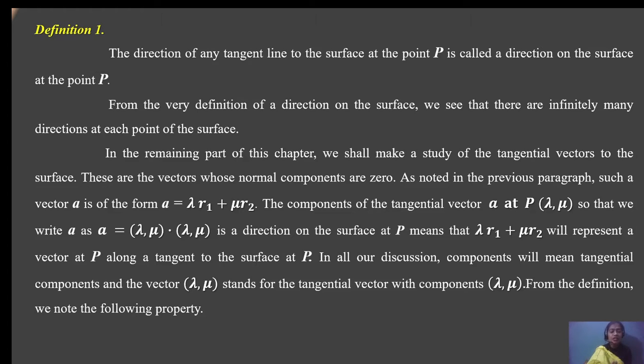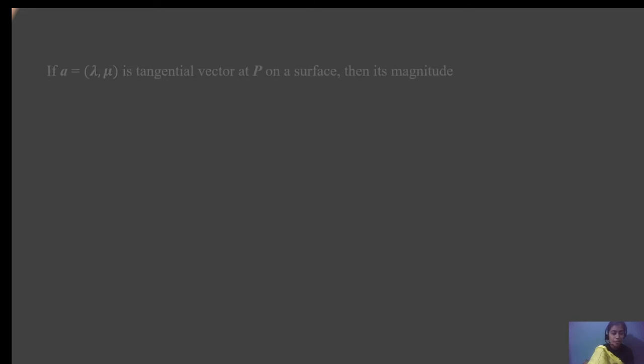A direction on the surface at a point P means that lambda r1 plus mu r2 will represent a vector P along a tangent to the surface. In all our discussions, components means the tangential part of the vector, lambda and mu, that is, a tangential vector with components lambda mu. From the definition we note a property of this tangential part of the surface. This property will be given.